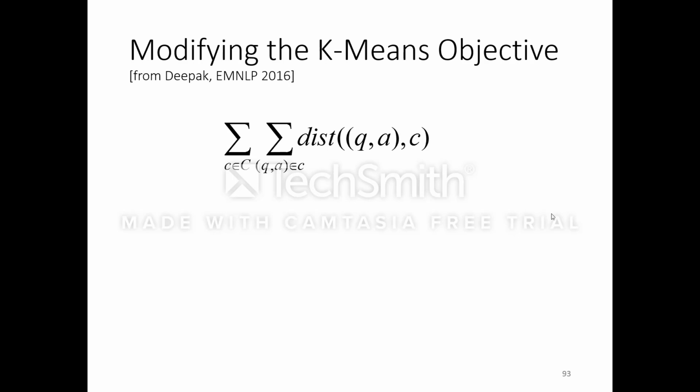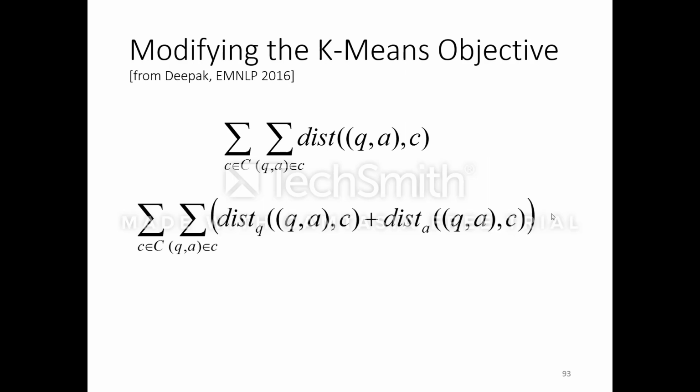You have a summation over the set of clusters, and you have the summation over the QA pairs within that cluster, and you compute the distance between the QA pair and the centroid of the cluster, right? And so that is the distance of QA to the centroid. You might write this out in a different manner and say that the distance of the QA pair to the centroid is the distance on the question part plus the distance on the answer part. So you simply consider the question part in the first term here and the answer part in the second term here.